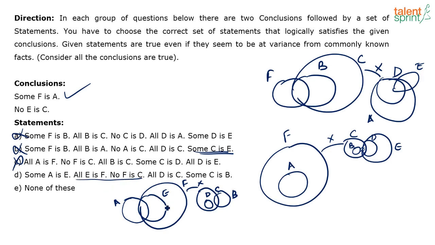All E is F. Basically, E is inside the set F and no F is C. That means that no E is C. So this also follows. So the correct answer that we are looking at is option D. So the correct answer for this question is option D.